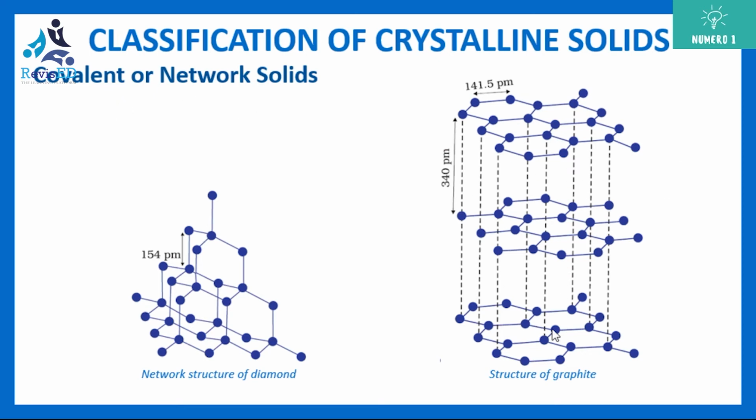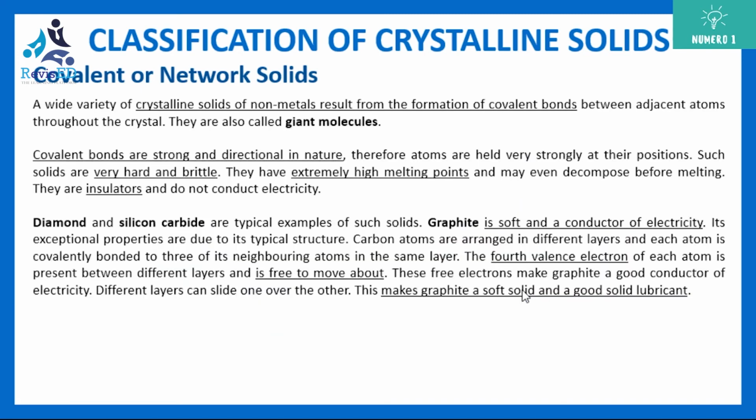This is the structure of graphite, where I see that this carbon is bonded to other three carbon atoms, and this is a layered structure. In between there are electrons which are flowing. That's why graphite is able to conduct heat and electricity. Covalent bonds are strong and directional in nature, therefore the atoms are held very strongly at their position. Such solids are very hard and brittle. In fact, diamond is extremely hard, and it is one of the hardest substances known to us.